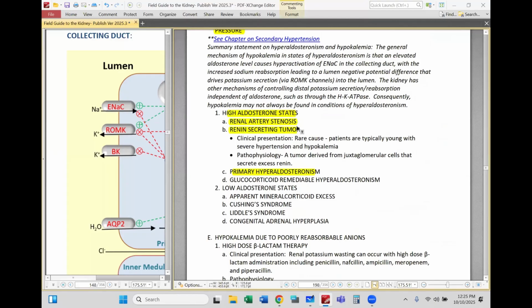If I have this very bizarre renin secreting tumor, classically it's from a head and neck tumor, a hemangiopericytoma, that exists in the head and neck.